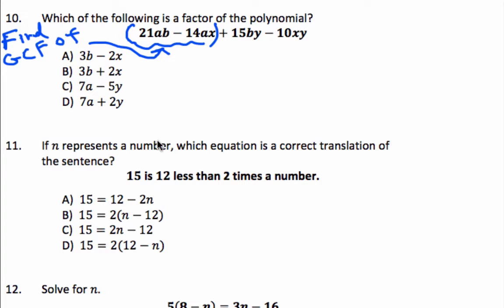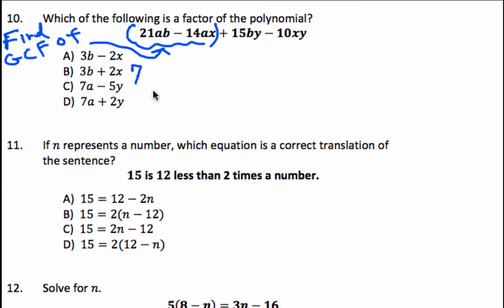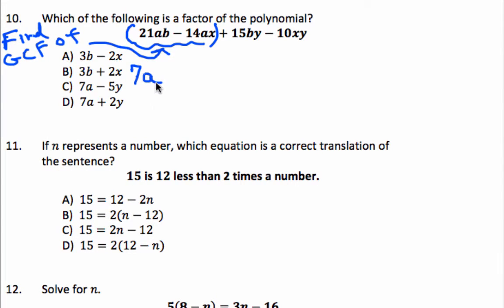So what we do is we look for the largest number that divides into 21 and 14, the coefficients. The largest number that does that is 7. And then for each letter that's common to both terms, in this case that will just be a, we write it with its lowest exponent found. Well, since the exponent of both a's is 1, we'll write a. So we have 7a.